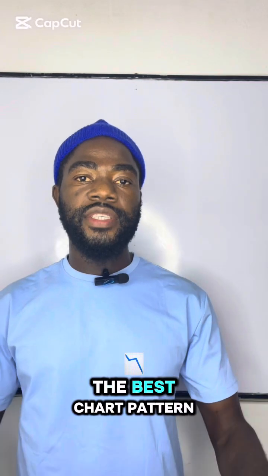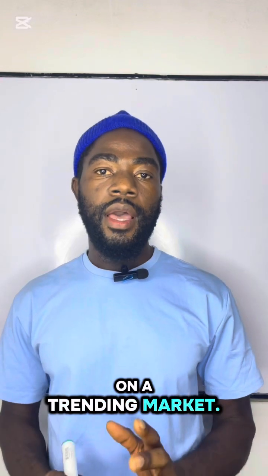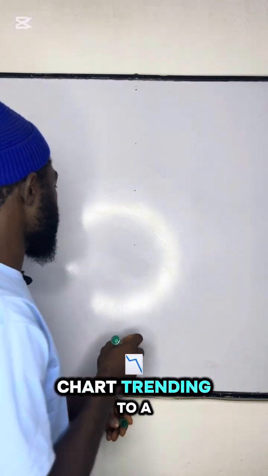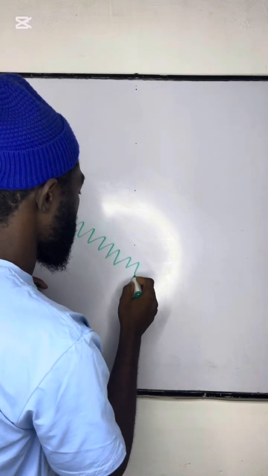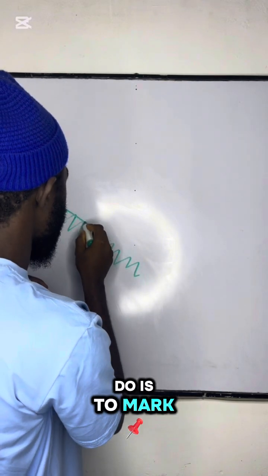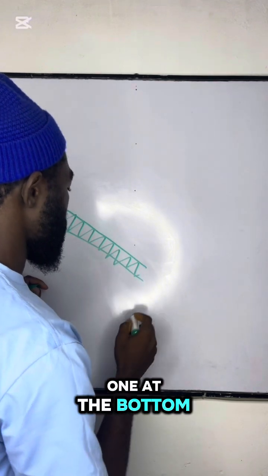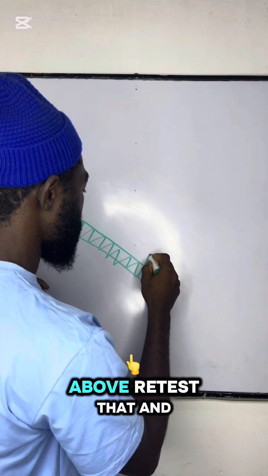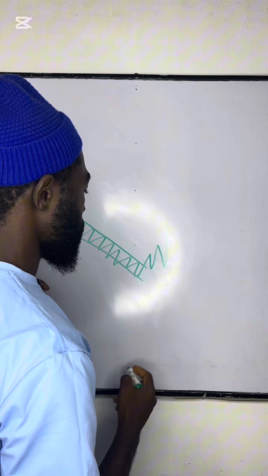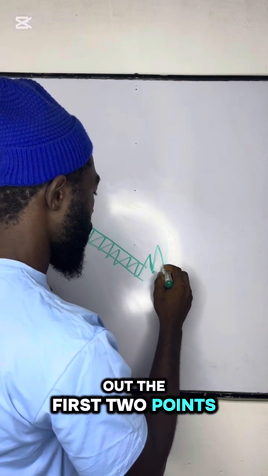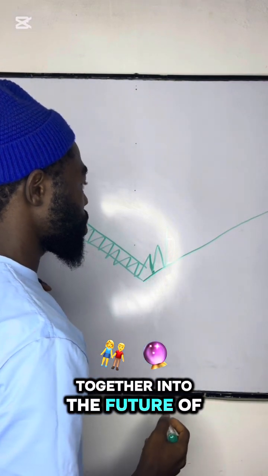This is one of the best chart patterns you can consider trading on a trending market. Anytime you have the chart trending in a particular direction, let's say a bearish trend, what you need to do is mark out these trend lines, one at the top, one at the bottom. And once it breaks above, retest that and makes the first 2 points, you're going to mark out the first 2 points, then you join them together into the future of the chart.